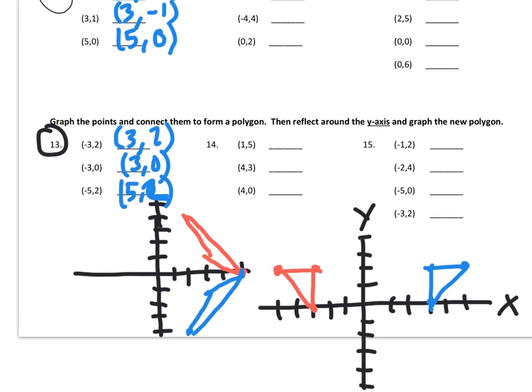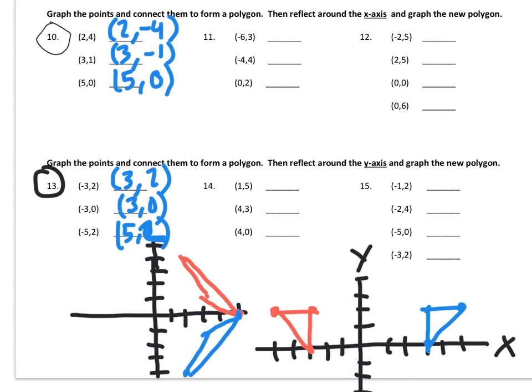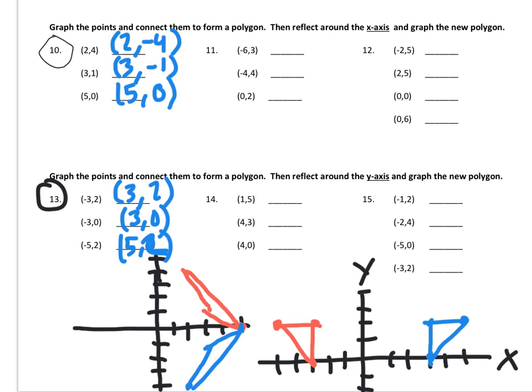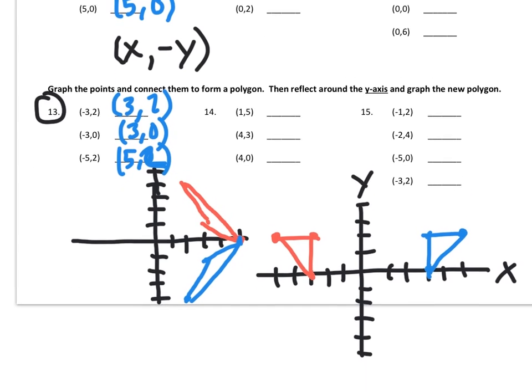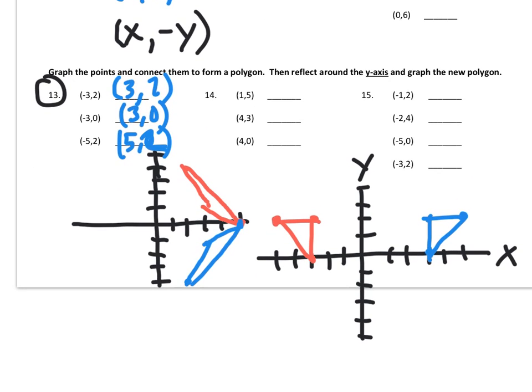So one last recap. You can graph and show all this and count how many units away from the axes that you want to reflect. And just so you're aware, the general form of a reflection over the x-axis, the x value stays the same, but the y value is the opposite. And then the general form of reflecting over the y-axis is the x value becomes the opposite, but the y value stays the same. And that can be a little shortcut.